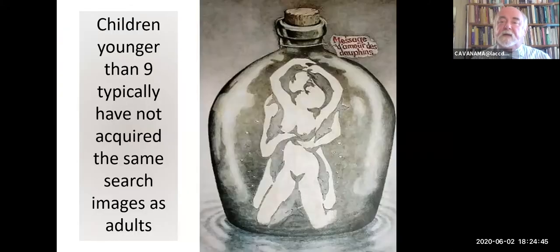Here's another example. Take a look at this. What do you see here? Oh. Okay. Does anybody see the dolphins? No dolphins. Most adults don't. Children younger than 9, though, typically see the dolphins. You can see there's one, okay, 9 dolphins in there.